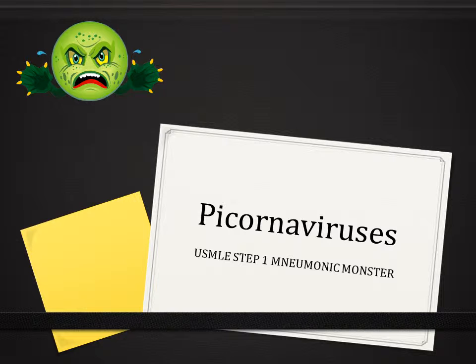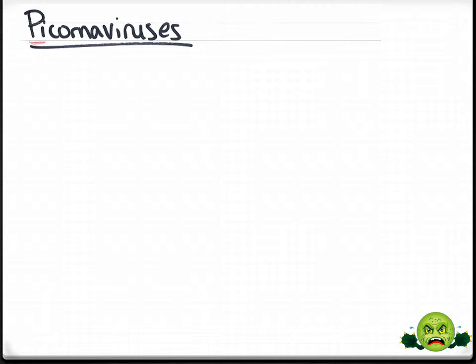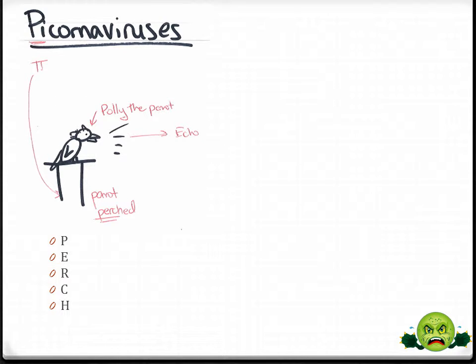Today I'm going to be talking about Picornaviruses, an important virus for the exam. So the first thing I think about when I see the word Picornaviruses is pie. And so instantly I create an image of the symbol pi, which looks kind of like this. So here we have it. And instantly for me, I imagine a parrot perched on top of that big pi symbol. And that word perch gives me my mnemonic.